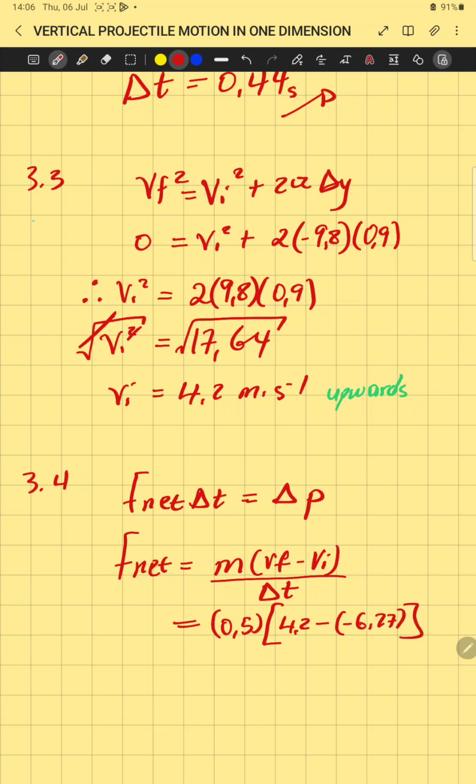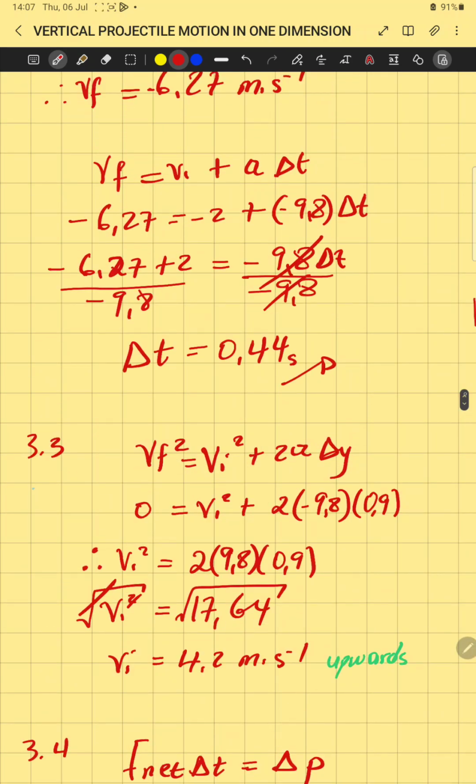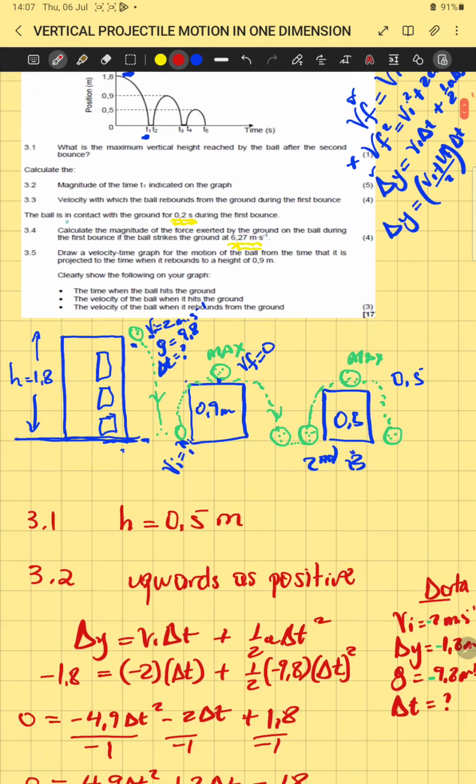All right, and then we just press this in the calculator, and we're going to get 26.175 newtons. So this is the force that is being exerted by the ground on the ball during the first bounce. Now let's go straight to the last question.